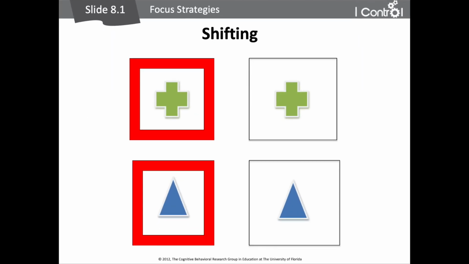In Lesson 8, you'll learn ways you can shift your thinking so you can choose the best action when you have difficult emotions. When we first started iControl, we talked about shifting the way we think. To test our ability to shift, we did an activity where the rules changed based on whether there was a red border around the object or not.